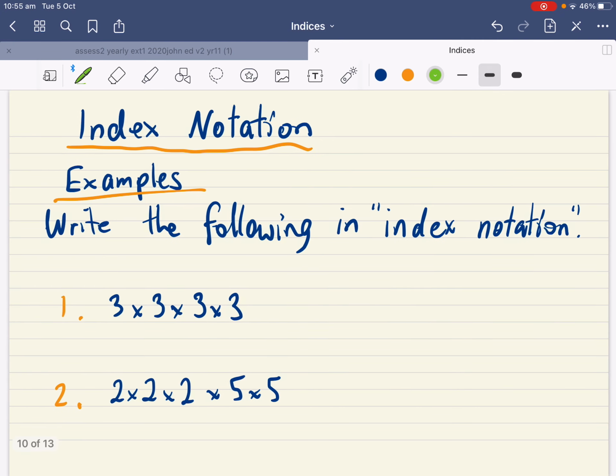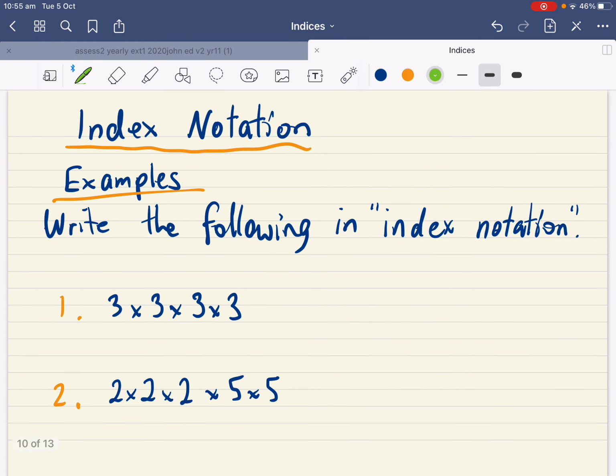Now that's done, we can move on to the next part of the lesson, which is writing things in index notation. It's just the opposite of what we just did. So in this case, I'm going to give you, again, I think I've got 5 examples, all written out currently in expanded notation. And so we're just going to do the opposite, write it out in index notation.